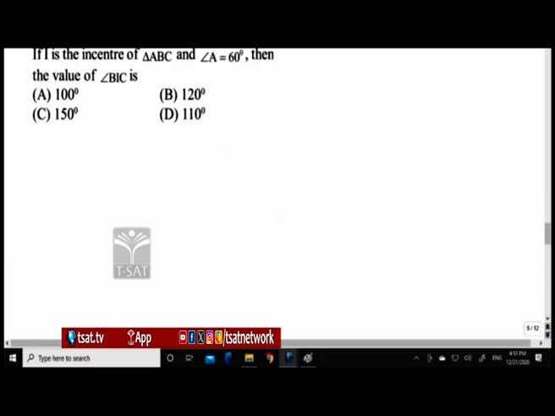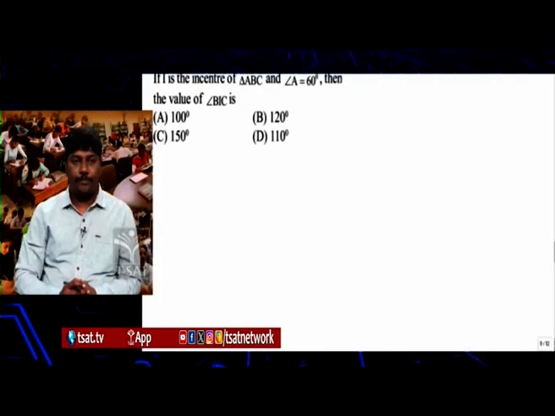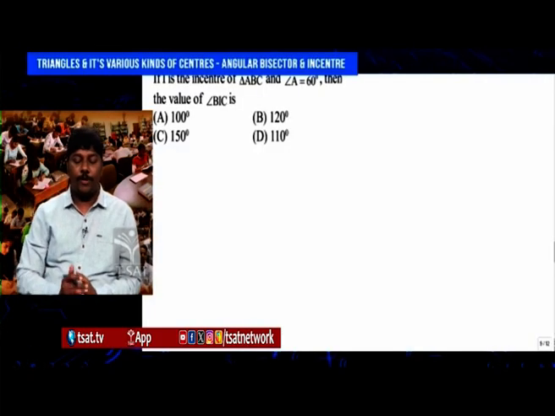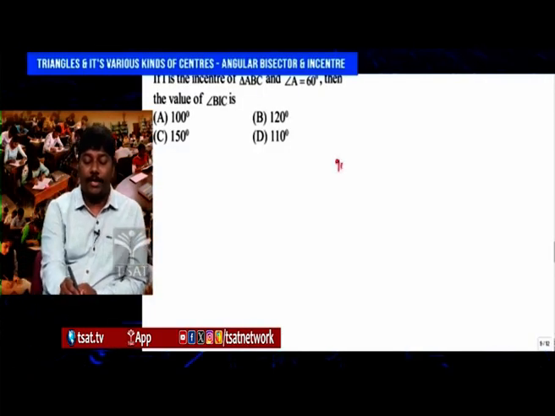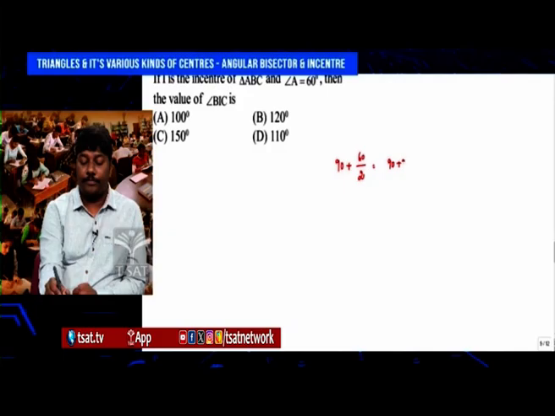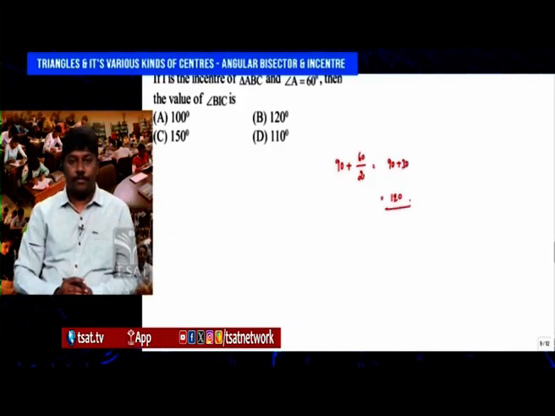If the incenter of triangle ABC is I and angle A is equal to 60, then what is the value of BIC? Here BIC is clearly the angle formed by two internal bisectors. We know it as 90 plus A/2. So, A is 60 degrees, 90 plus 60/2. It is 90 plus 30, which is 120 degrees.